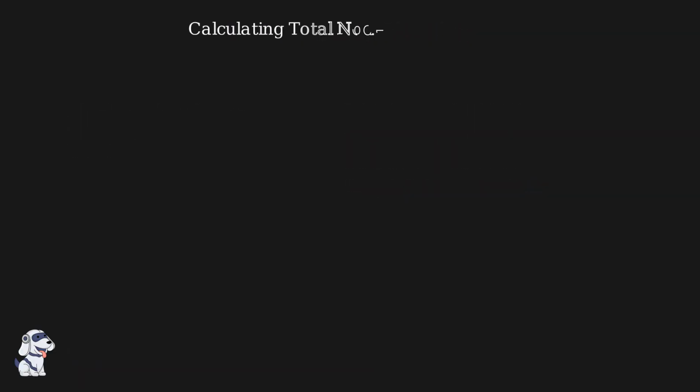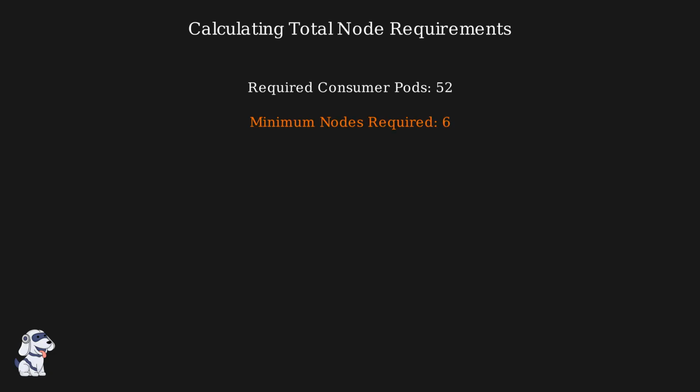To support our calculated workload, we have determined that we need a total of 52 consumer pods to handle the incoming data stream. Assuming a standard pod-to-node density for our cluster, these 52 pods necessitate a minimum of 6 physical or virtual nodes to operate efficiently.